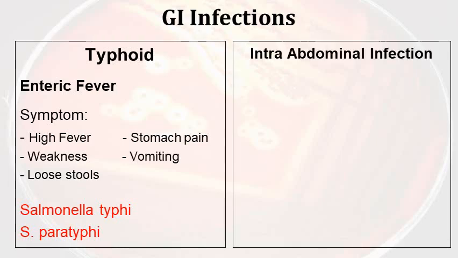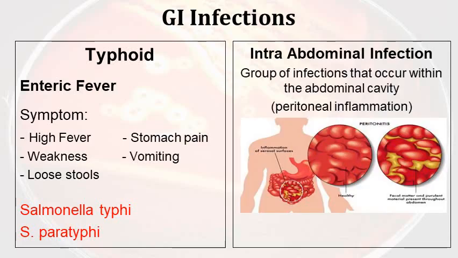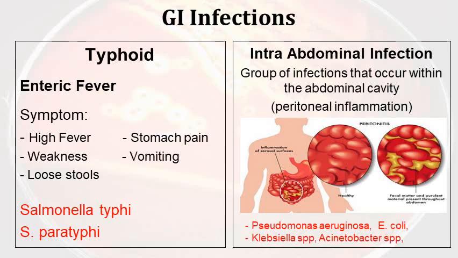Then we will be focusing on another infection known as intra-abdominal infection, in short abbreviation denoted as IAI. Intra-abdominal infection is a group of infections that occur within the abdominal cavity, and particularly it involves peritoneal inflammation. Peritoneum is the normal covering of the GI tract or abdominal parts. The main causative organisms are Pseudomonas aeruginosa, E. coli, Klebsiella species and Acinetobacter species.